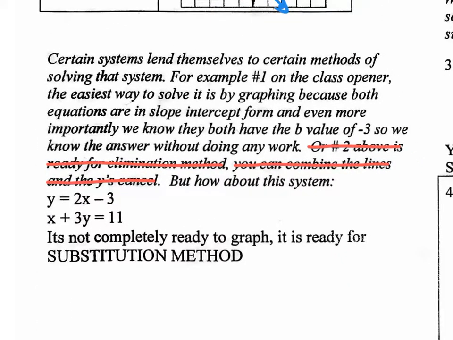But there's other situations where it's not ready to graph, and it might be better to use a different method. This second method that we're learning today is called substitution. We're also going to learn a third method next week, which is the elimination method.